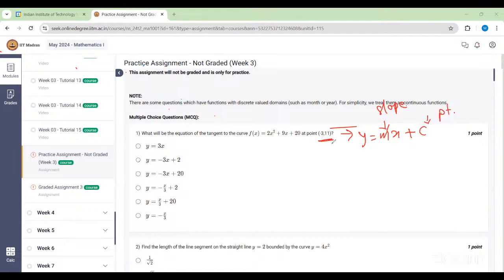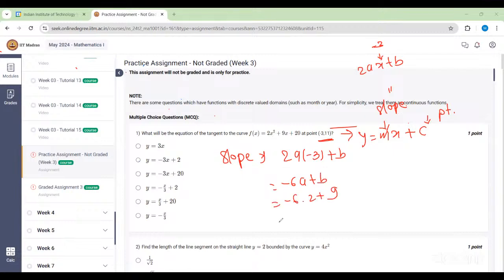Here the point suggested is (-3, 11). So you can find the value of c from (-3, 11). You can find the value of slope by the expression 2ax + b. Again, here x is whatever point is given, minus 3. So slope is 2a into minus 3 plus b, which means minus 6a plus b. The value of a is 2, so minus 6 into 2, and the value of b is 9. That means minus 12 plus 9, which is minus 3. So this is our slope.